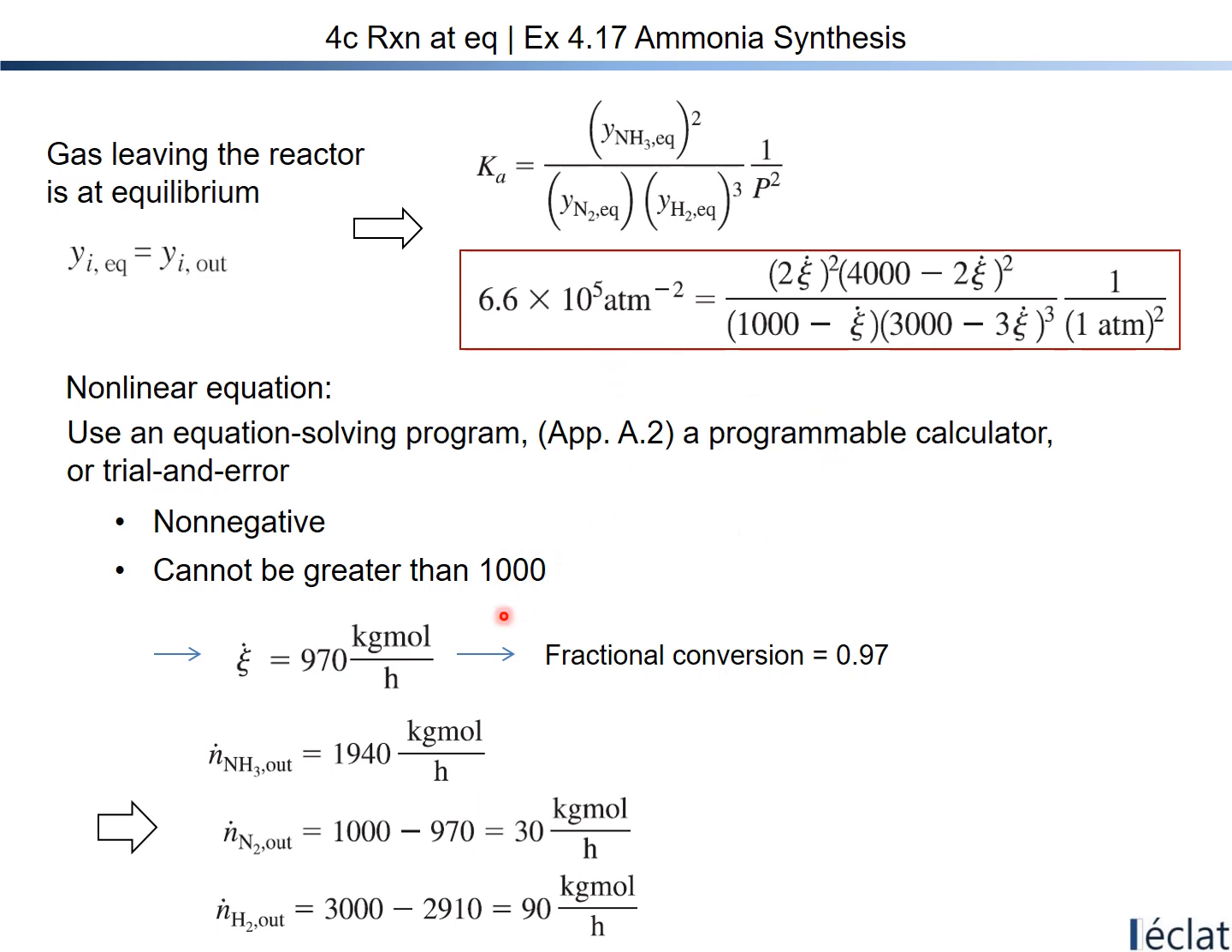Anyway, you do obtain a solution like 970 kilogram moles per hour, and all of the other variables in the output stream can be calculated from the xi value, or the extent of reaction value. Also, the fractional conversion is calculated by xi divided by the nitrogen feed stream flow rate, which was 1000. So 970 per 1000 gives 0.97 for the fractional conversion.